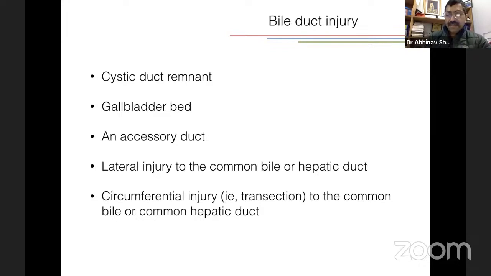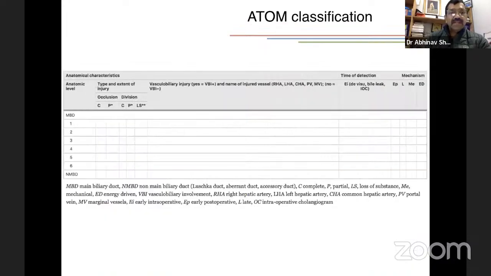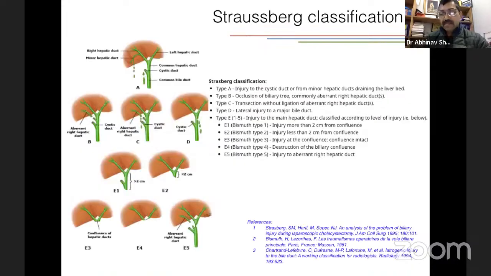And as Dr. Sadaf has already laid out, there are various classification systems, and the most recent is the ATOM classification. But we are more familiar with Strasberg because we have been managing these patients using this classification. So these are the 5 major types of Strasberg classification, type A to E.